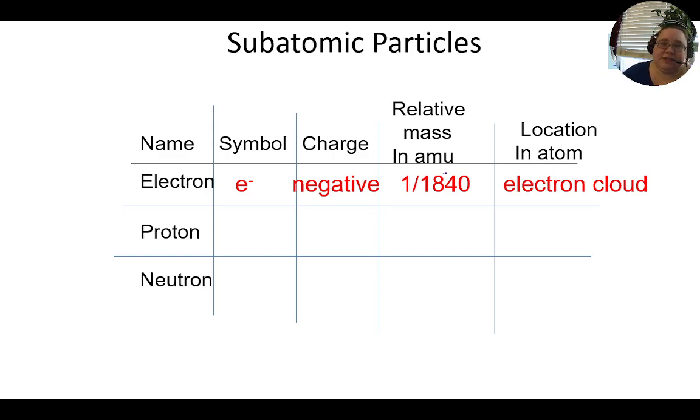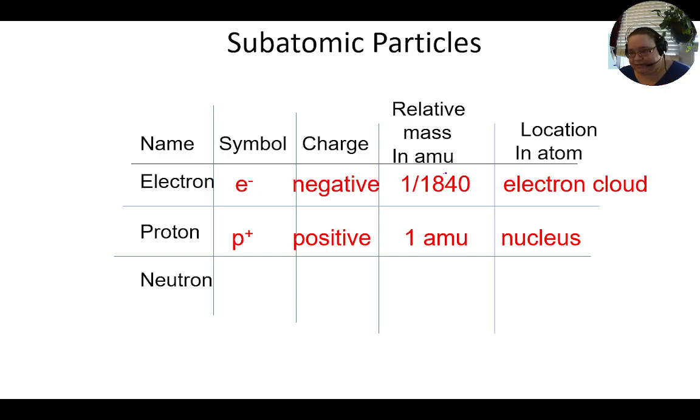Our protons, its symbol is a P with a little plus sign. Protons are positively charged and they have a mass of 1 AMU. AMU stands for atomic mass unit. Atomic mass unit is actually how we measure the masses of subatomic particles. Not that you're going to be asked this, but if you're curious, AMUs are based off of the mass of carbon-12. It is defined as 1/12 the mass of the carbon-12 atom.